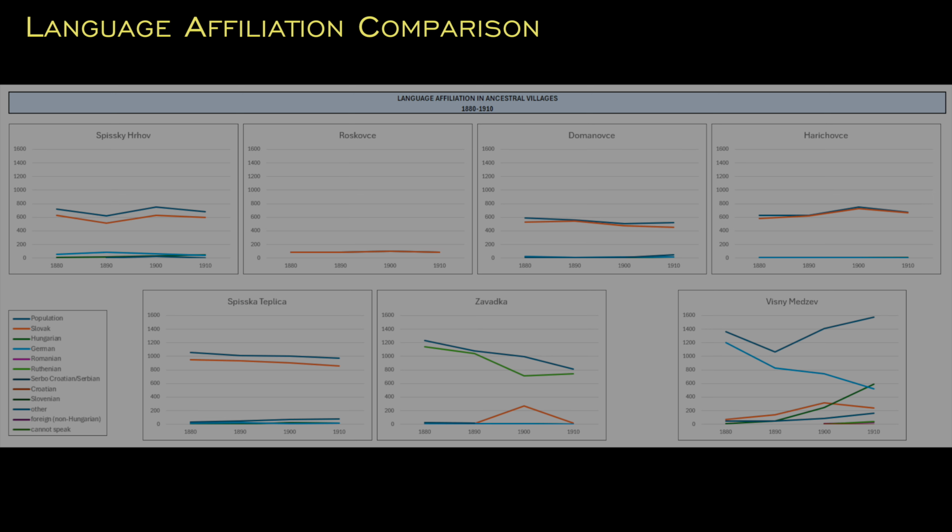Vyšný Medzev presents perhaps the most interesting case represented here. The overall population had a sharp decline within the first decade of this analysis, but then subsequently continued to rise all the way up to 1910. However, we see that the German population declined from a very high proportion to something less than half of the total population. In the meantime, both the Hungarian and Slovak populations rose, more than filling in that void.